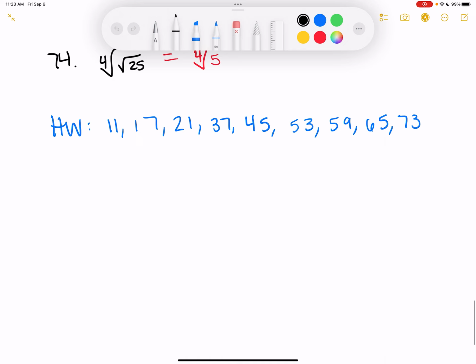So we're going to start with 78. We have 4 times the square root of 18k minus the square root of 72k plus the square root of 50k. Okay, and it wants us to perform the indicated operations, assume all variables represent positive real numbers.